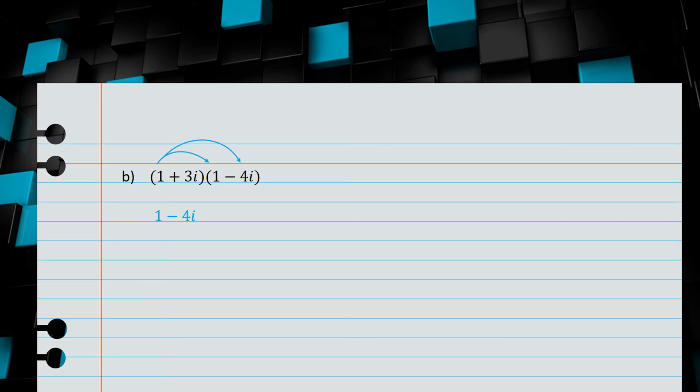Next, we distribute the 3i. 3i times 1, 3i times negative 4i, which gives us 3i minus 12i squared. From here, we want to see if we can combine any like terms. And so first we have just a 1. But in the middle, notice we have negative 4i plus 3i. Those are like terms and combine to give us negative i.